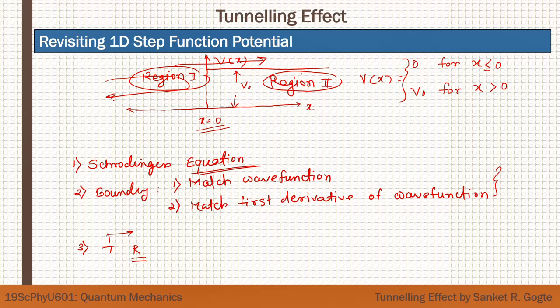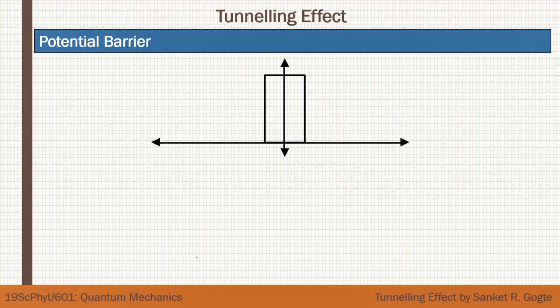Now let's move on to the potential barrier on the next slide. The potential barrier is again a graph where on the x-axis we have the position x and on the y-axis we have the potential as a function of x. The potential is 0 till x is equal to minus L by 2, and then it jumps to a constant value, say V0, and it stays constant till x is equal to plus L by 2. So the width of this barrier is L, because we are considering the boundaries at minus L by 2 and plus L by 2, and the height of the barrier is V0.